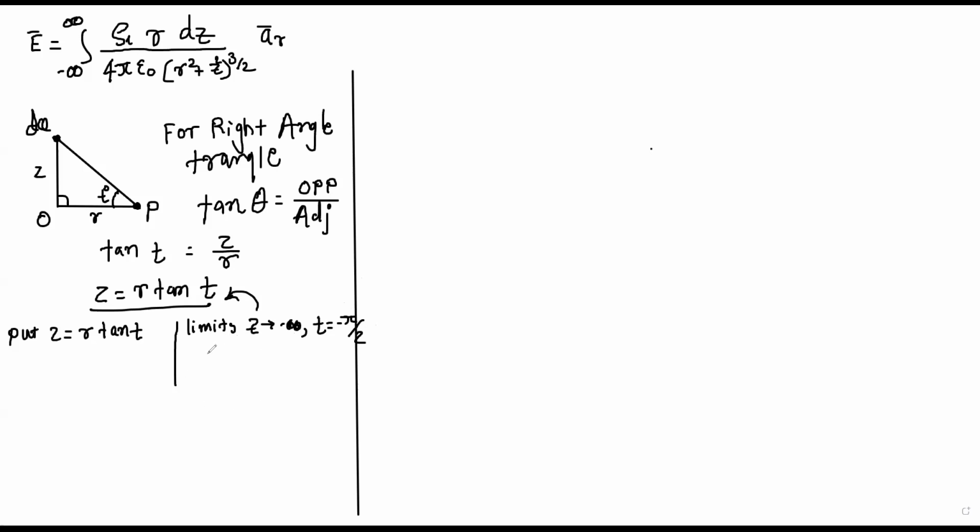Similarly, if z tends to infinity, in that case t becomes pi by 2. T tends to pi by 2. So we get new limits for the integration. We get new limits for the integration. Now further, I want a substitution for this part. Just a minute.